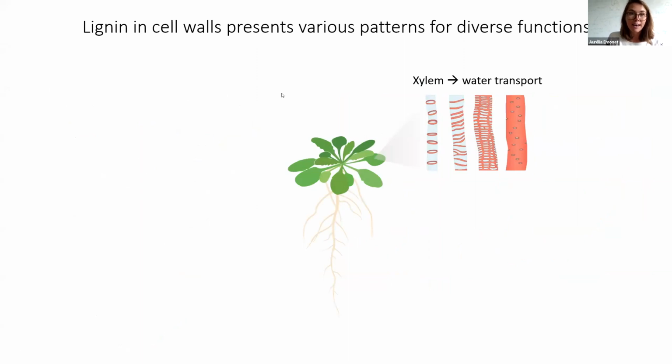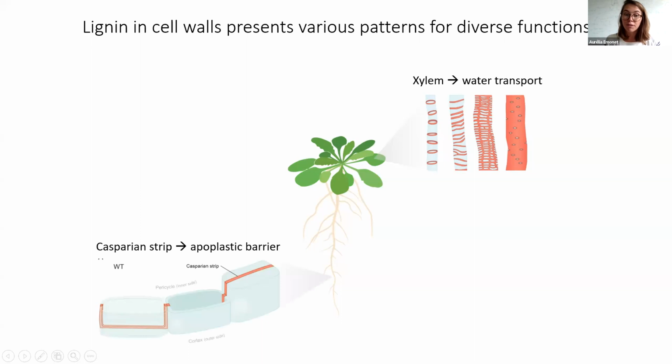Lignin can be put in the cell wall in different patterns, and this pattern always goes with a specific function. The most obvious example is the xylem, which are the water transporting cells. In a xylem cell, lignin can be deposited in an annular pattern or spiral pattern, but also, to the most extreme, in a pitted pattern, where everything is covered with lignin except small dots. This allows the water to flow through the cell because lignin is quite hydrophobic, and these cells then conduct the water through the plants.